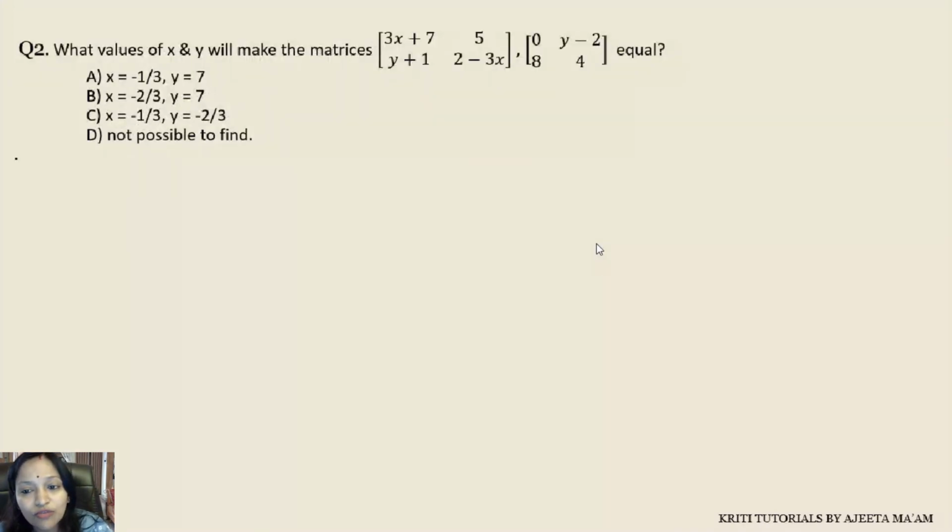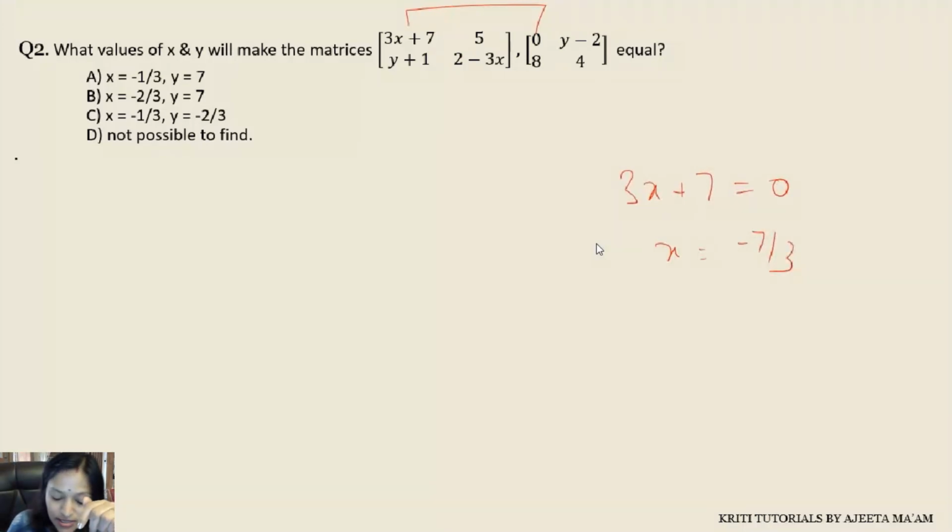What values of x and y will make the matrix equal? So equal matrix क्या होती हैं? जिनके करस्पॉन्डिंग एलिमेंट्स इक्वल होते हैं. तो x का वैल्यू आप डायरेक्ट निकाल सकते हैं. 3x प्लस 7 इज 0. सो x इज माइनस 7/3. करेक्ट. बट ऐसा तो कुछ ऑप्शन हमें दिख ही नहीं रहा है. लेकिन इससे क्या वैल्यू आ रही है? देखिए 2 माइनस 3x इज इक्वल टू 4. इससे x का वैल्यू सेम आना चाहिए था, बट वो नहीं आ रहा है. सो इट मीन्स द ऑप्शन इज डी, नॉट पॉसिबल टू फाइंड.